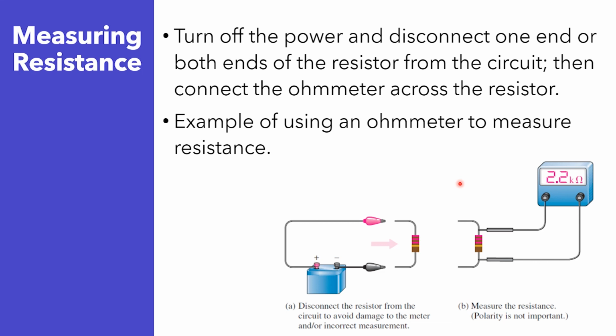So there are three types of circuit measurement: voltmeter, ammeter, and ohmmeter.